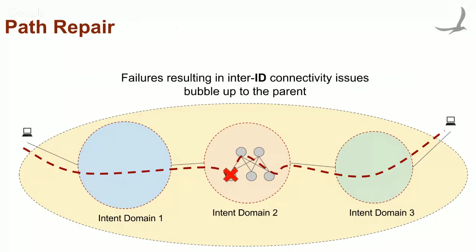Now, if you have failures which affect your connectivity across domain boundaries, so if there is no way for you to go from intent domain 1 to 2 because of a failure, those kind of failures need to be surfaced up to the parent. Now you need greater context to do something about this particular failure, and that is the idea here as well. So a failure happens here, you cannot deal with it locally, so now you surface that failure to the parent controller, and then appropriate action needs to be taken over there.